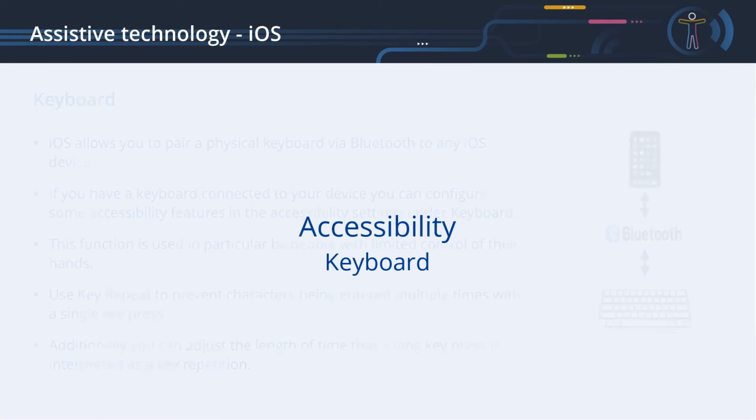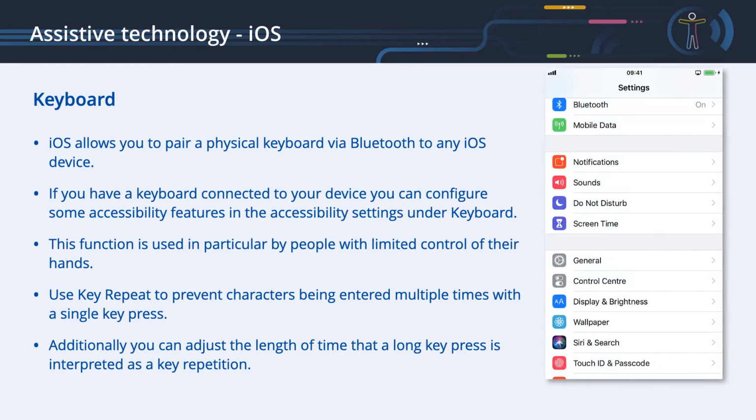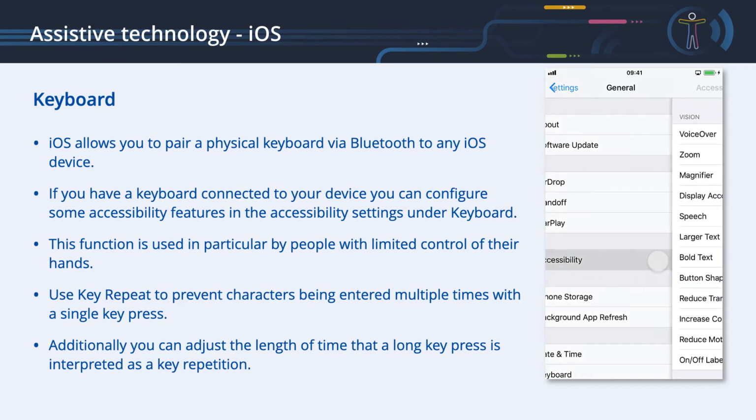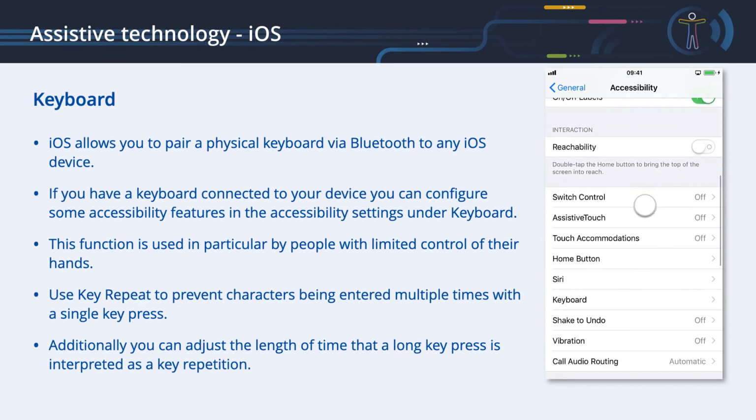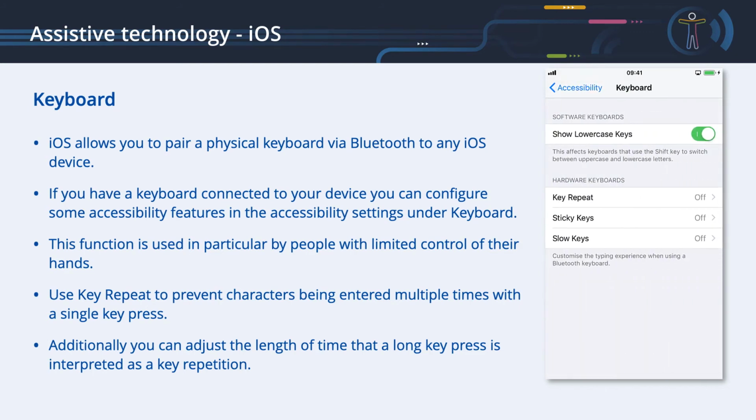Keyboard. iOS allows you to pair a physical keyboard via Bluetooth to any iOS device. If you have a keyboard connected to your device, you can configure some accessibility features in the accessibility settings under Keyboard. This function is used in particular by persons with limited control of their hands.